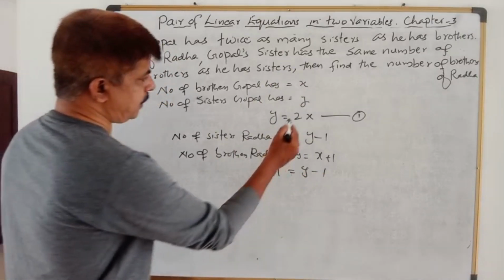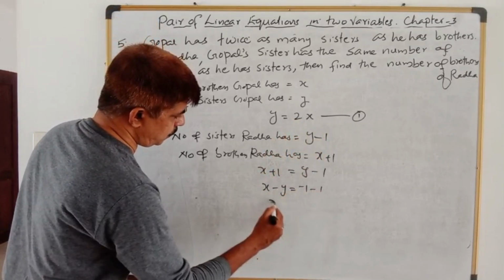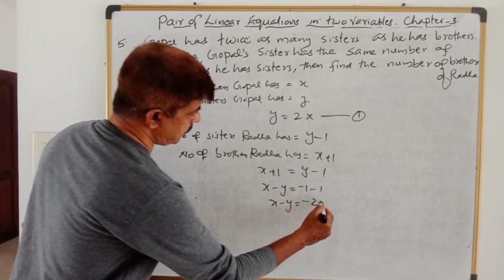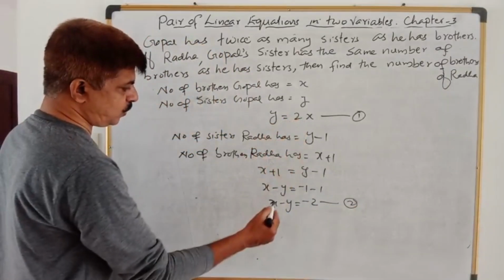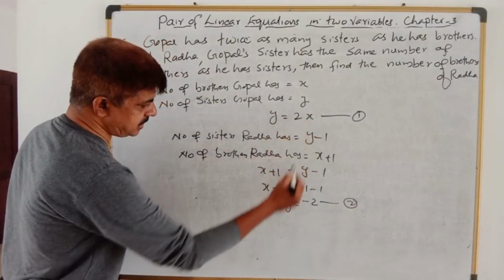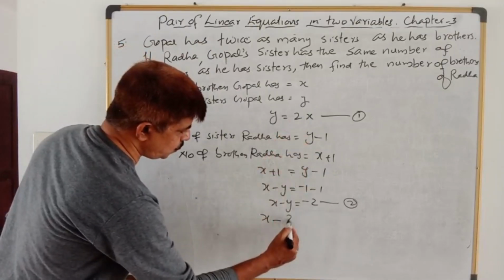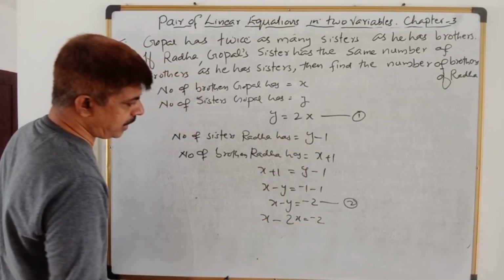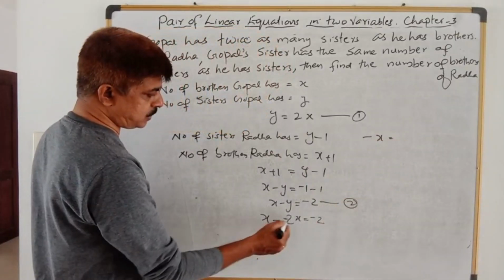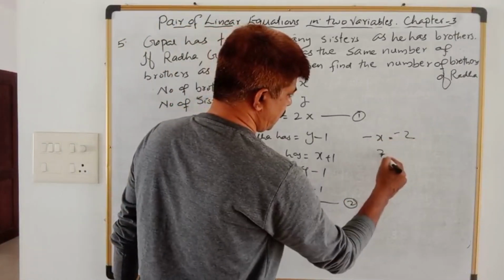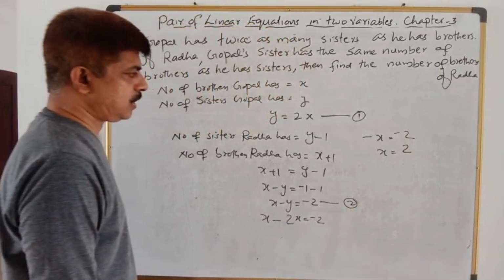So now x minus y is equal to minus 2. Now we have to solve for x and y. Already we have y equal to 2x. By the substitution method we can easily solve. We substitute y by 2x: x minus 2x equals minus 2, so minus x equals minus 2. Both sides negative, so it becomes positive. So x is equal to 2.